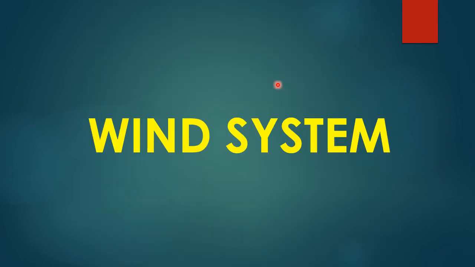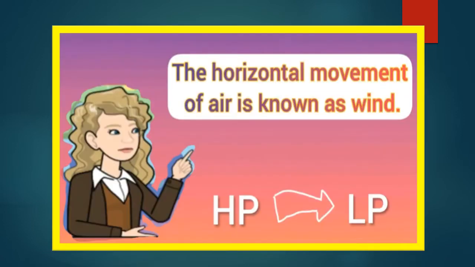Now children, let us understand the wind system. The horizontal movement of air is known as wind, and children, remember, air always blows from high pressure to low pressure. This you have to remember always. Wind blows from high pressure to low pressure.